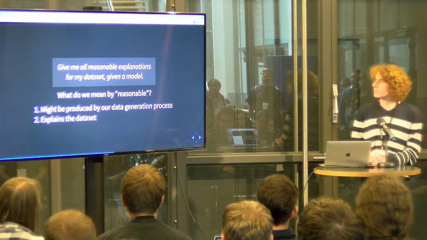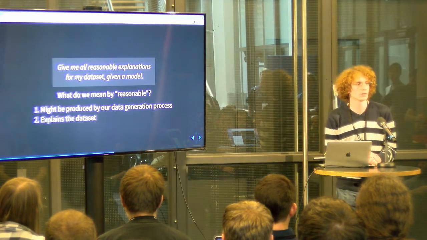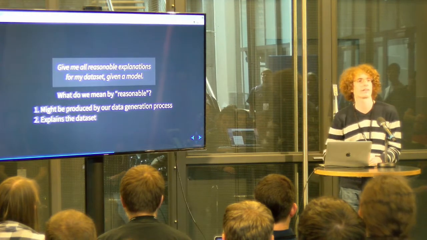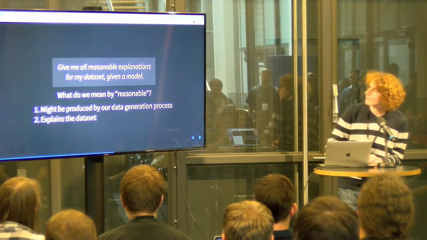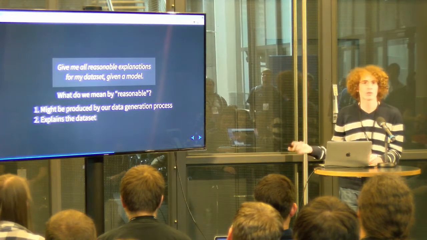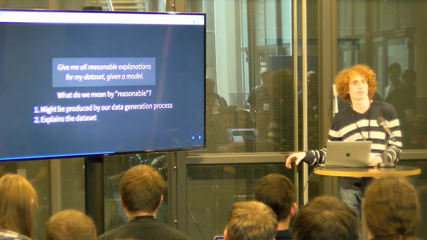So earlier I said we're trying to give you all reasonable explanations for a data set given a model. The model is what we just wrote down. It's a rule for how we think that data set was generated. So we can go through a couple of different words in that. What would be an explanation for a data set? That would just be specific values for all the free parameters.